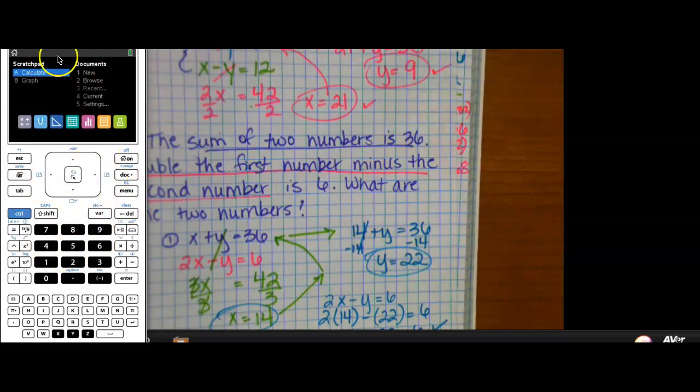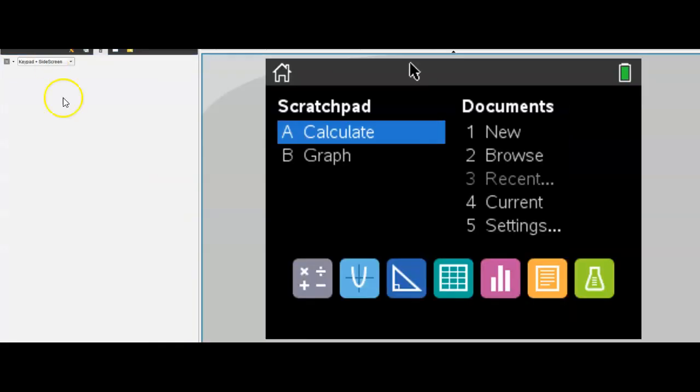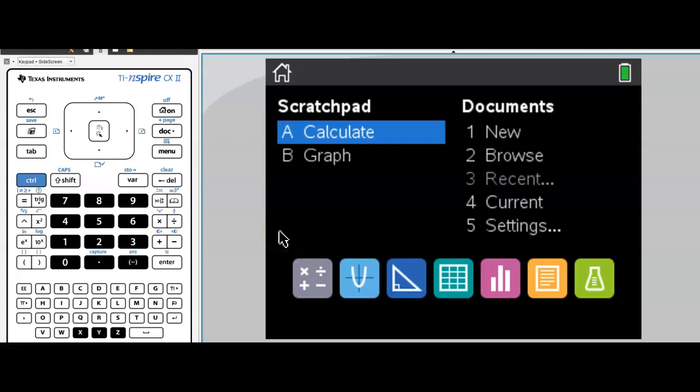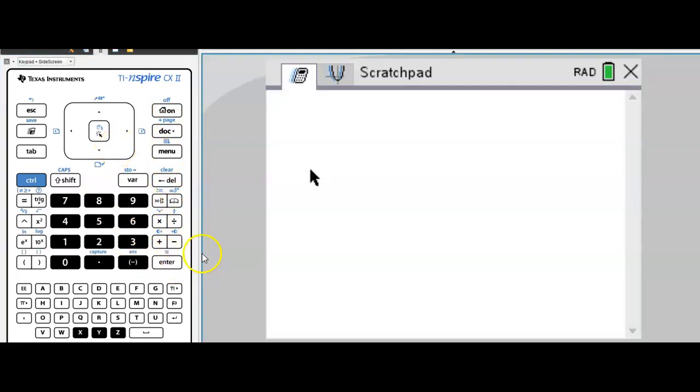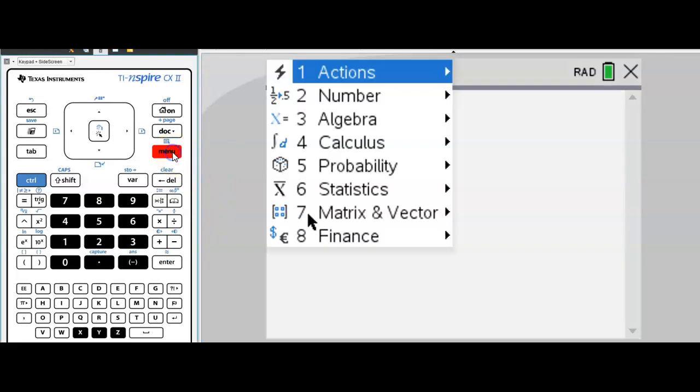However, I want you to be able to see this screen nice and big, which is why I have it set up like this. So you can see which buttons I'm pushing, but I'm going to show you how to do it. So when you first log into the calculator, you are going to do a new calculation, new document. So go ahead and you can go to calculate. So you can just press enter or you can press A. It'll bring you into the scratch pad. When you go into the scratch pad, you need to say menu.